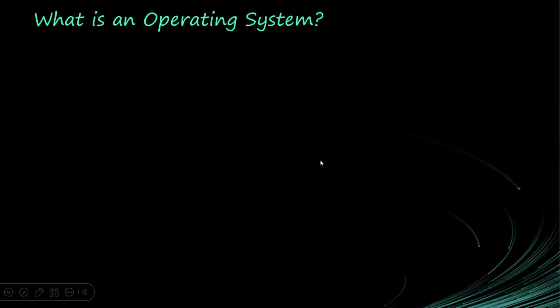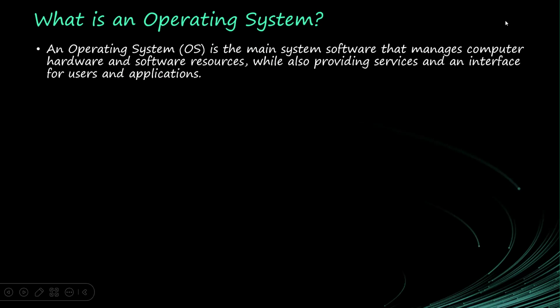So what is an operating system? An operating system is the main system software. Remember, an operating system is a system software. It is the main system software that manages the computer hardware and software resources. Apart from every other software we have on the laptop, on your computer, on your phone, the operating system is the main software that manages every other software and hardware.